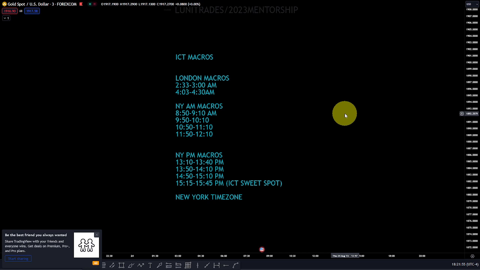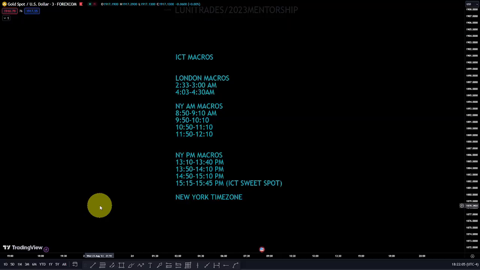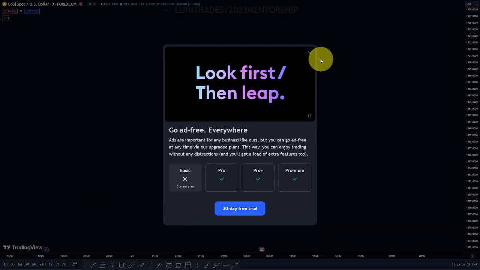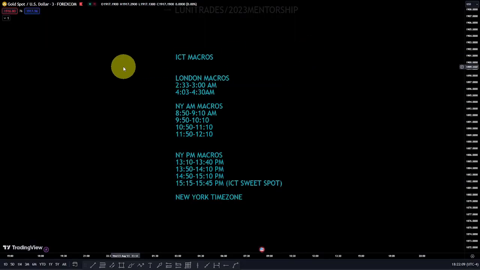They are usually 20 minutes in a row, but not all. If you can see, some are more than 20 minutes, but they are usually 20 minutes. Macro starts off the 1 hour, 4 hour candle, so it usually involves change in price.